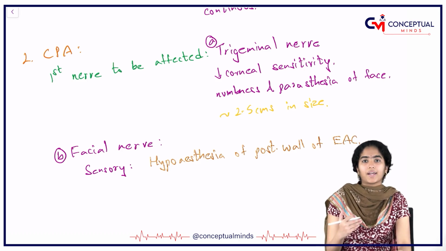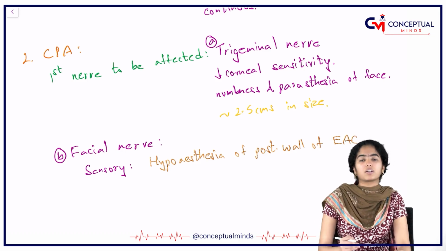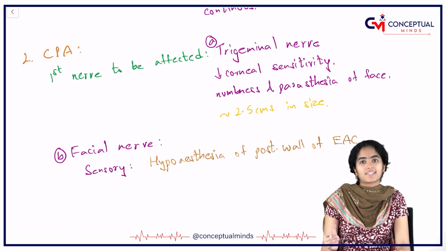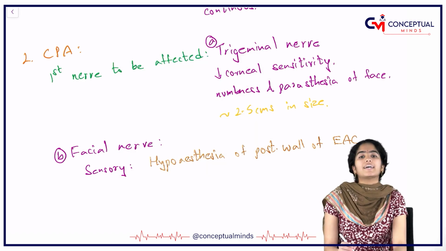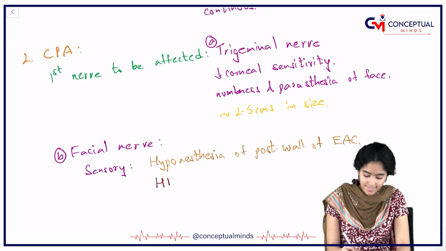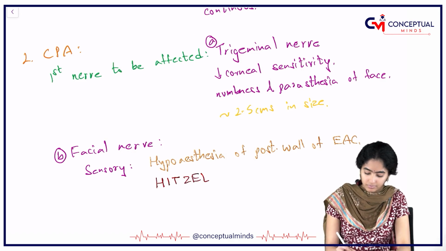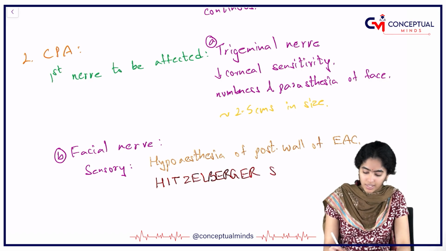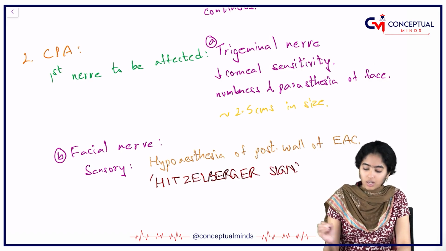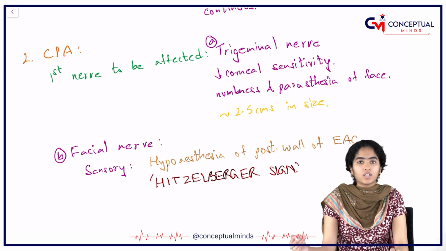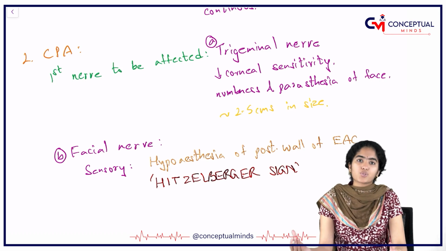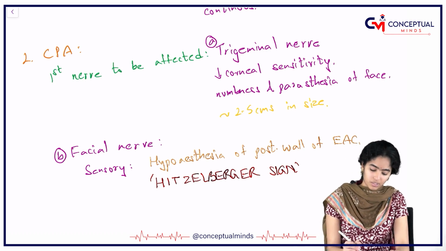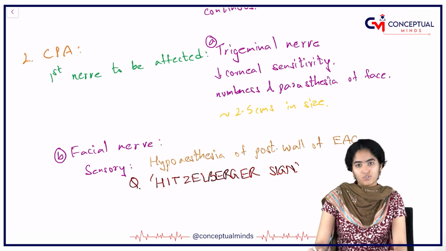That area is supplied by facial nerve, and when facial nerve is affected, there is hypoesthesia felt there. This is called as Hitzlsperger sign. What is Hitzlsperger sign? Hypoesthesia of posterior wall of external auditory canal supplied by facial nerve being affected in acoustic neuroma. That is Hitzlsperger sign. It's an important MCQ question, please remember.